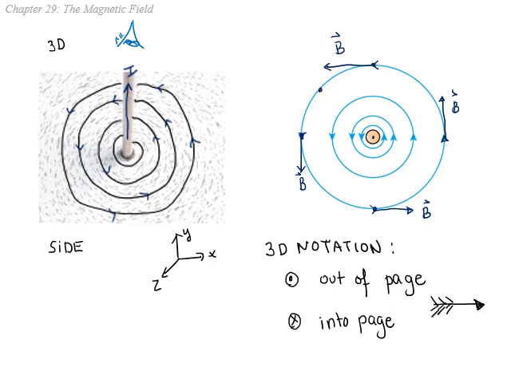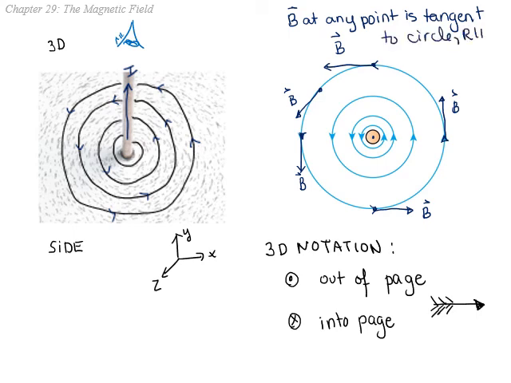And it can also be at an angle, of course. So here it's going left and down. Your magnetic field at any point is tangent to the circle, with the orientation given by the right-hand rule.